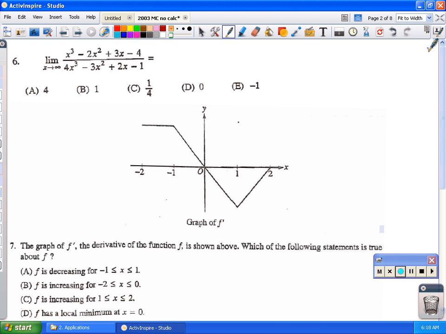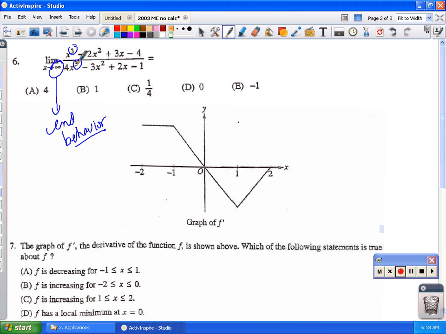All right, number 6, we're looking at a limit as x approaches infinity. As x approaches infinity, this is end behavior, and a rational function will always approach its horizontal asymptote at the ends. So we're looking at the degree in the numerator. The degree in the numerator is 3. The degree in the denominator is 3.